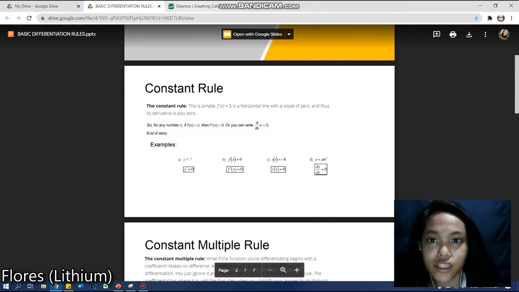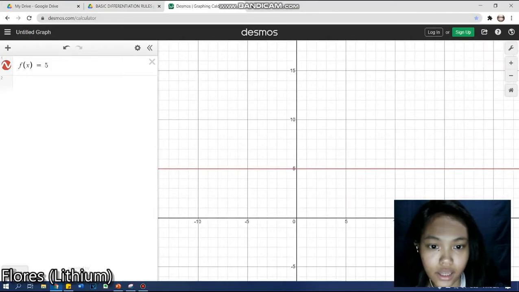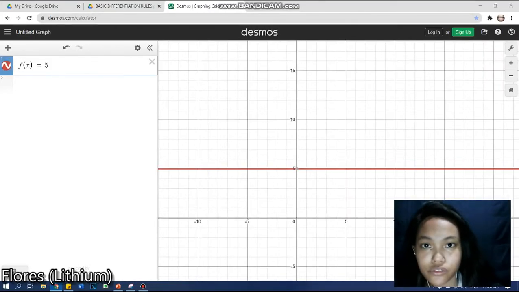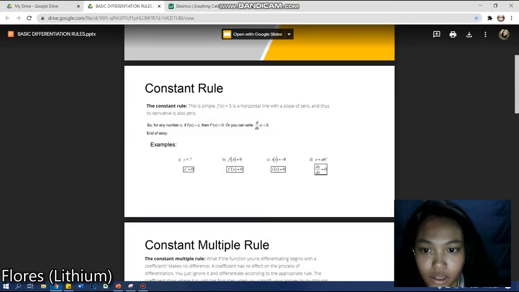f of x is equal to 5. So why is the derivative equal to 0? This is because, as you can see, f of x is just a straight line and there is no slope or curve found. So it is always equal to 0. So for example, y equals 7. As you can see, it's just a constant number, so the derivative is automatically 0.